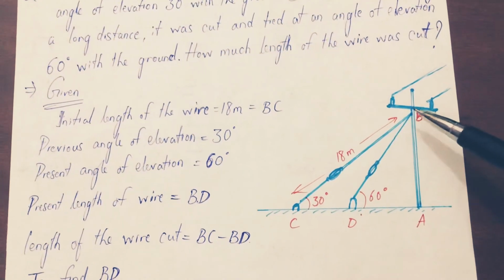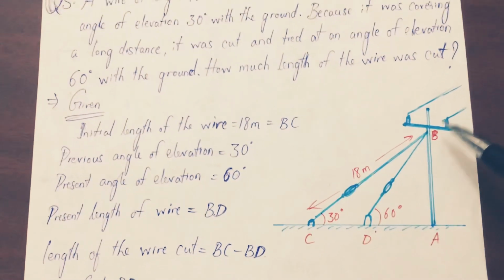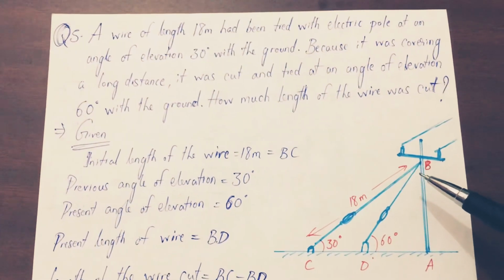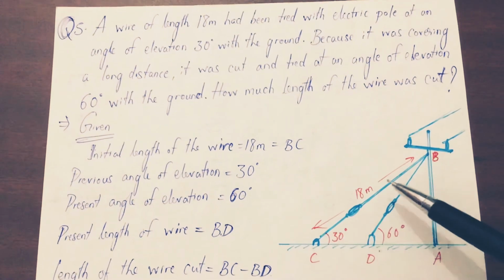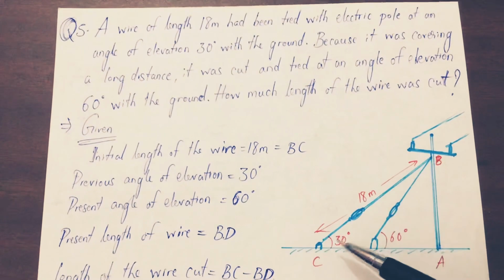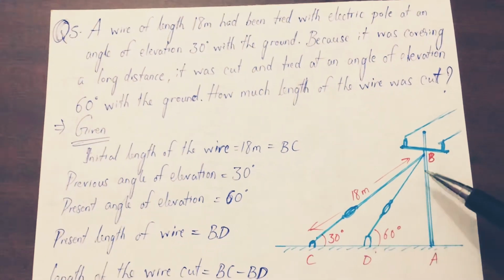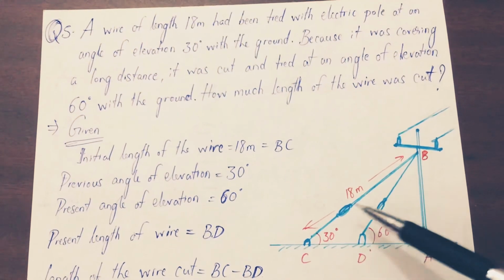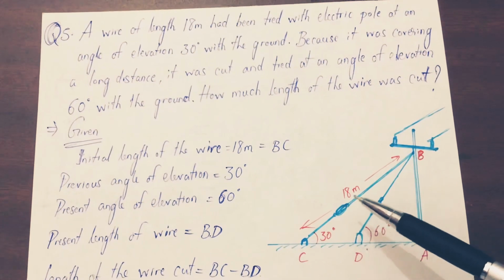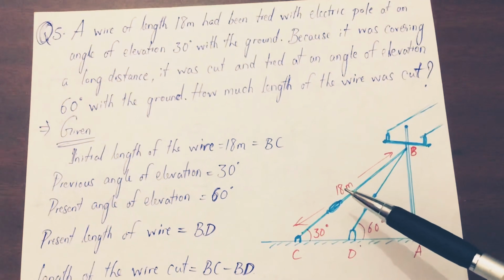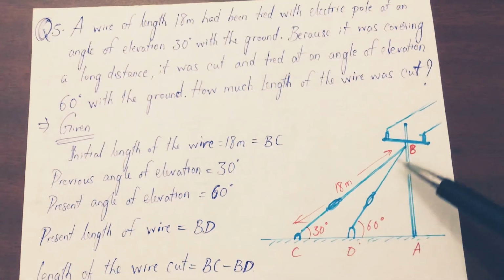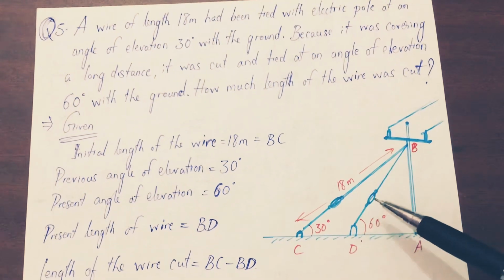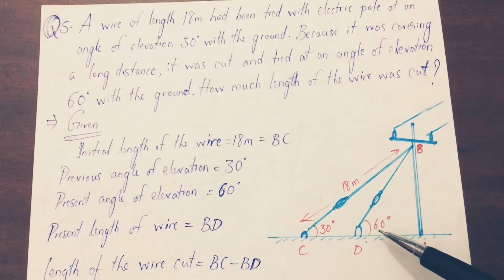Assume that AB is the pole whose length is unknown, and we don't need to bother about it yet. BC is the original length of the wire, which is 18 meters, and this BC is making an angle of 30 degrees with the ground. Next, in the second case, when this wire has been cut, some amount of length has been cut from this initial length. So the second or present length of this wire is BD, which is making an angle of 60 degrees.